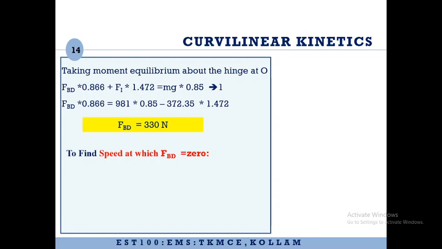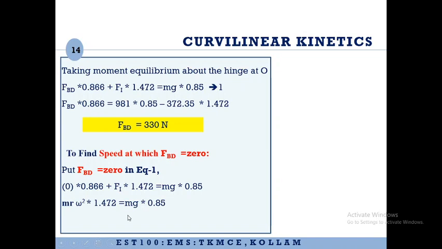To find the speed at which FBD equals 0, we will use the same equation. We are going to put FBD equal to 0, and the omega in this Fi will be taken as an unknown. That is, Fi will be taken as an unknown here. So if you rewrite the equation again, 0 into 0.866 plus Fi into 1.472 is equal to mg into 0.85. We have taken the same equilibrium equation and substituted FBD equal to 0, and we are trying to find the corresponding inertial force.